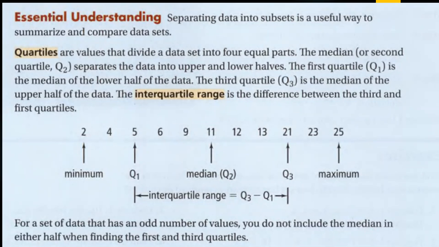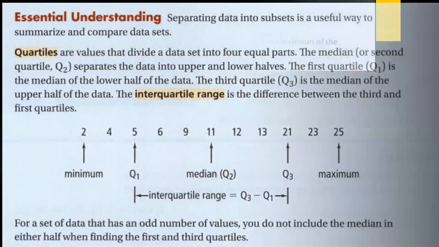If you subtract Q3 minus Q1, we have the IQR or interquartile range. And if you subtract the maximum minus the minimum, we call it the range.